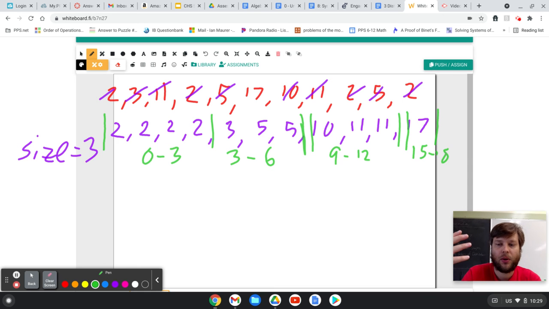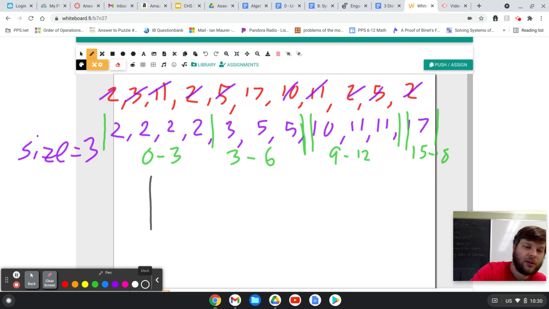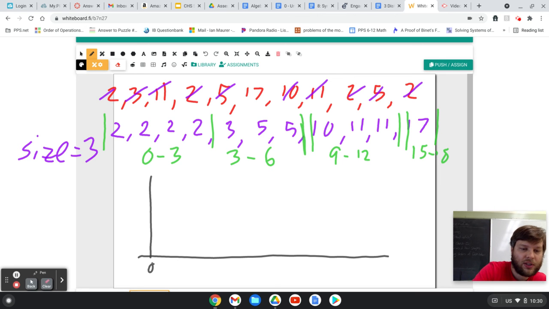The number of people or the number of data points in each of those intervals is the y-axis. The y-axis tells you how high to draw your bars. So let's use black for our actual graph here. There's my y-axis. There's my x-axis. On the x-axis, I'm going to have the exact same intervals I just had. So we'll have 0 there, 3, trying to keep them even, 6, 9, 12, 15, 18.